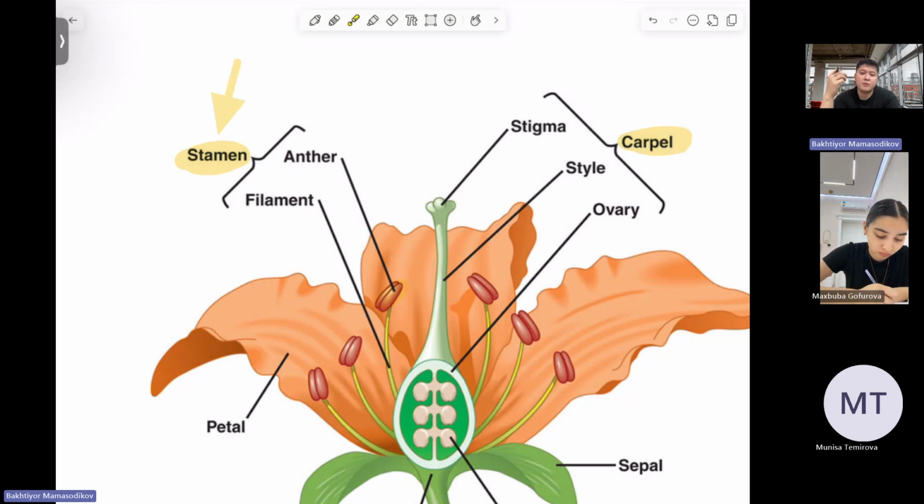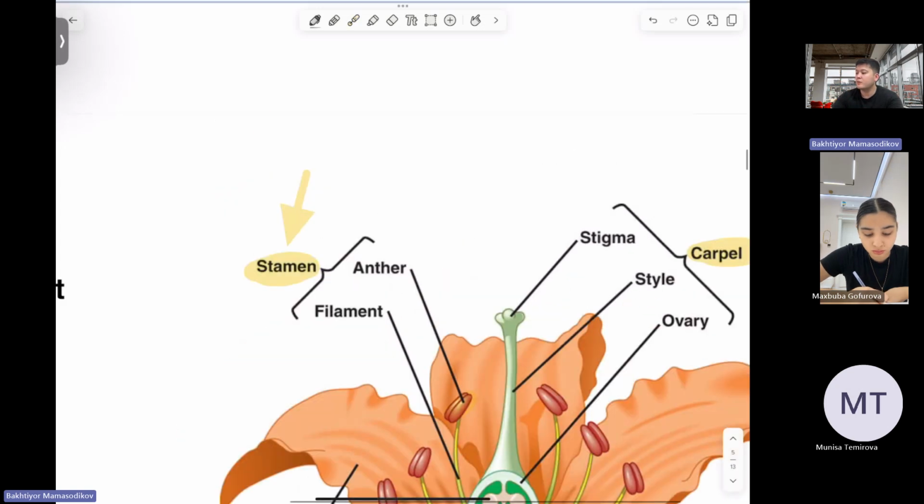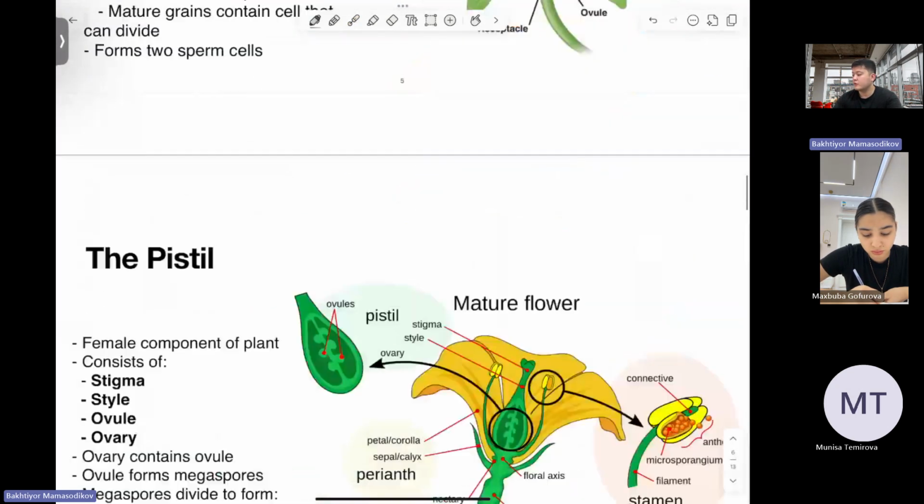It is made from the microspores, like a plant germ cell. Mature pollen grains consist of one generative cell and one tube cell. You don't have to know about them. You have to know that inside one pollen there are two sperm cells. I will show you in the image.